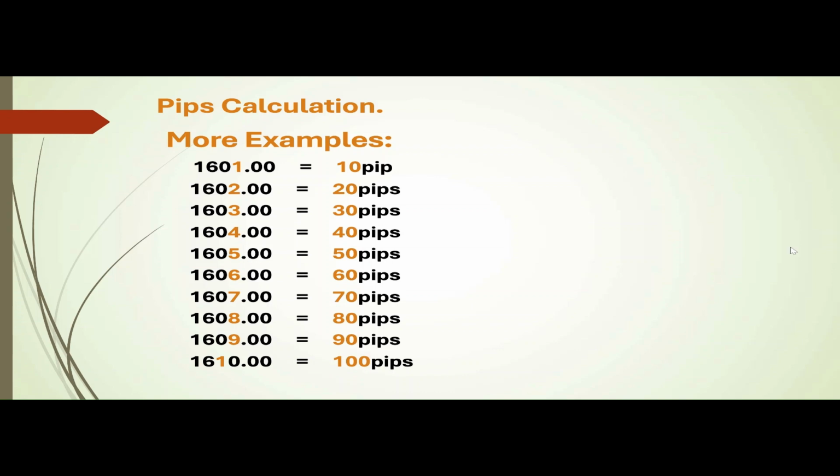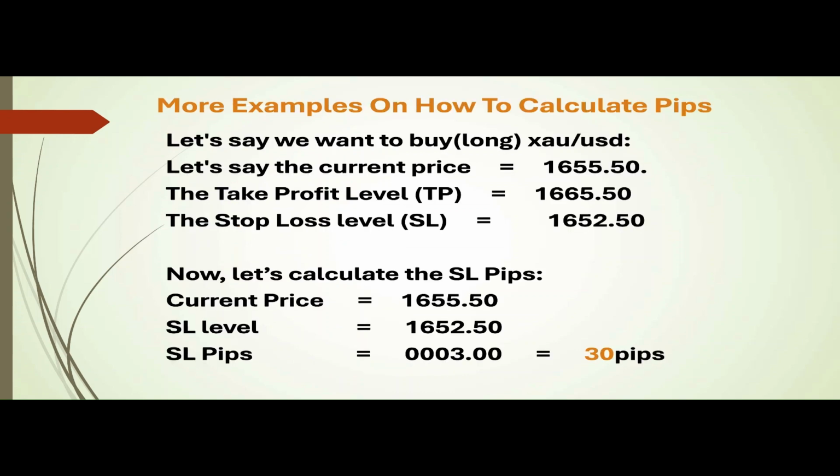Okay, now let's move to the next slide again here. So let's try and work on a live example here. Look at this example. Let's calculate this together. For example, let's say we want to buy, that is, we want to go long on gold. Let's say the current price of gold is 1655.50. Our take profit level, which is TP, is 1665.50. Then our stop loss level is 1652.50. Now let's calculate it.